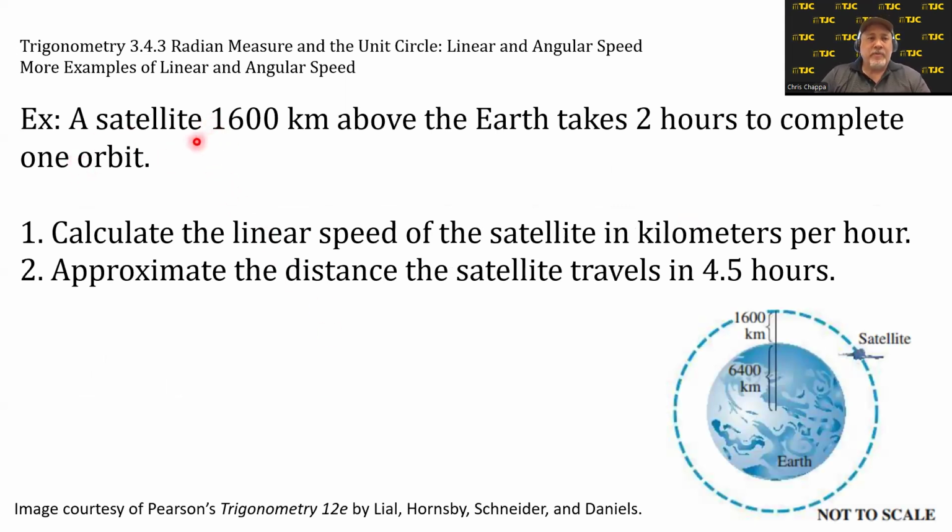For example, a satellite 1,600 kilometers above the Earth takes 2 hours to complete one orbit. 1. Calculate the linear speed of the satellite in kilometers per hour. And 2. Approximate the distance the satellite travels in 4.5 hours.